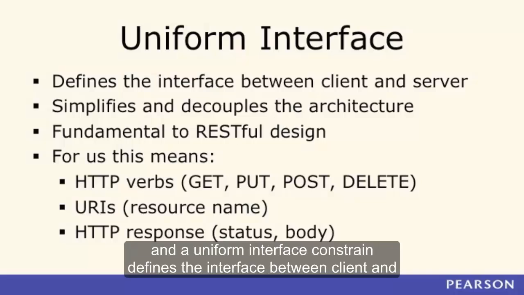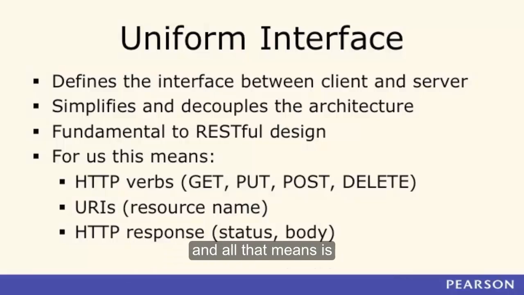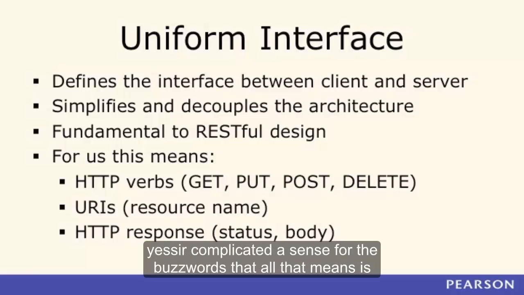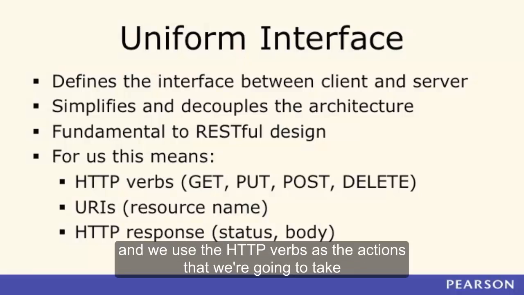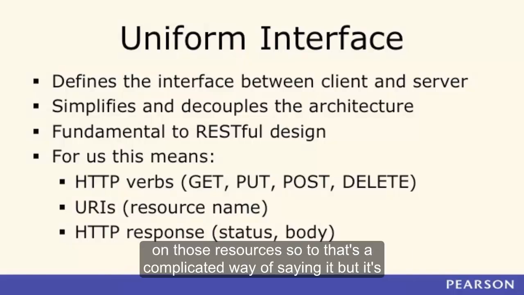And the uniform interface constraint defines the interface between client and server. And all that means is, it's a complicated sentence full of buzzwords, but all that means is we use the HTTP spec with URIs being our resource names, and we use the HTTP verbs as the actions that we're going to take on those resources. So that's a complicated way of saying it, but it's just really easy.